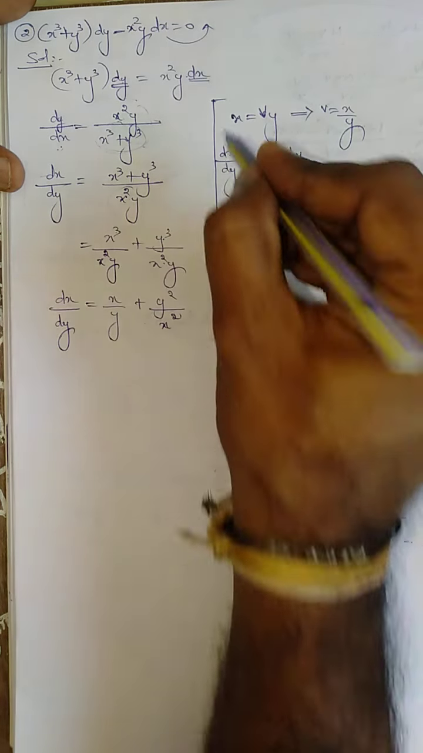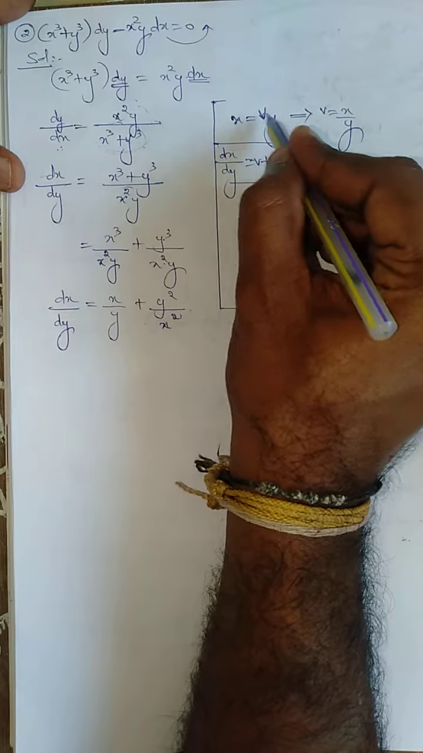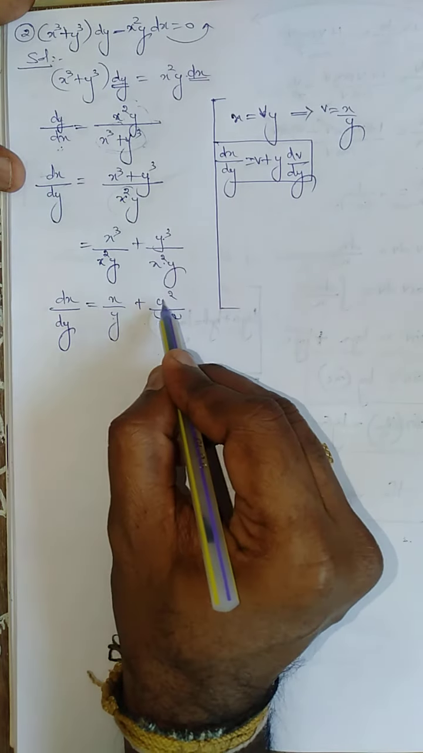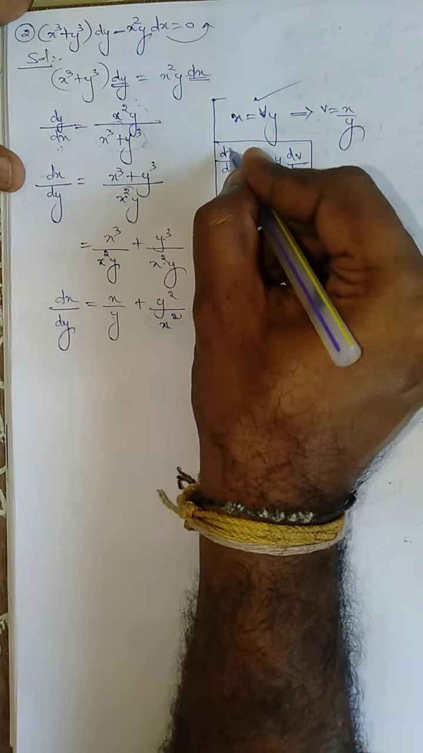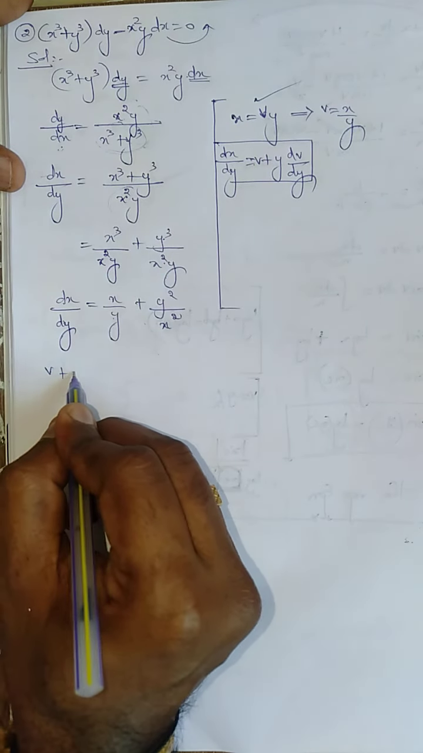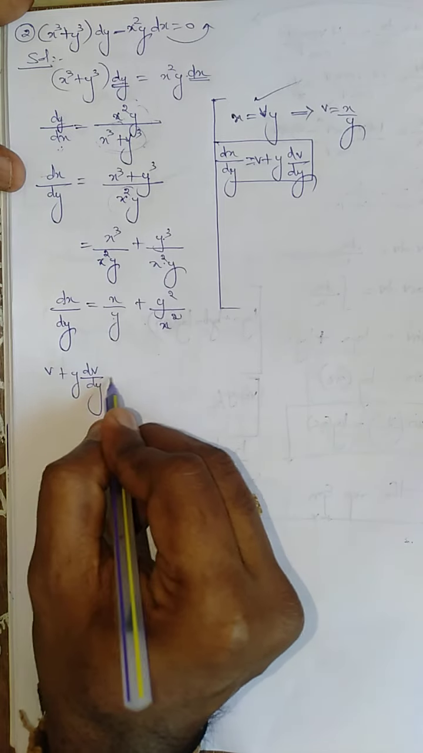So stop here. You see x is equal to vy. I have got x by y, y square by x square. You don't need to worry. Apply this straightly. What is dx by dy? dx by dy is nothing but v plus y into dv by dy.